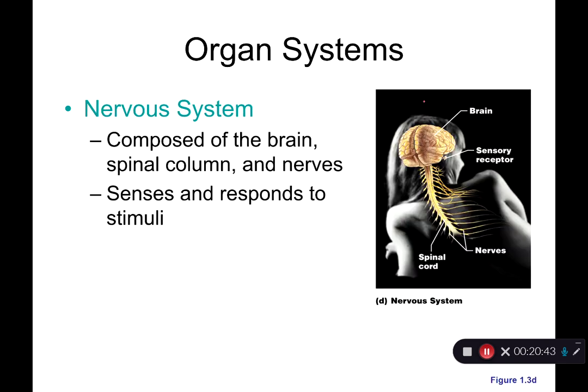Our next organ system that we'll cover is going to be the nervous system. So this is basically the brain and spinal cord and all the nerves that come off the brain and spinal cord. And the main function here is to sense and respond to a stimulus. So you touch a hot stove, you jerk your hand away, right?